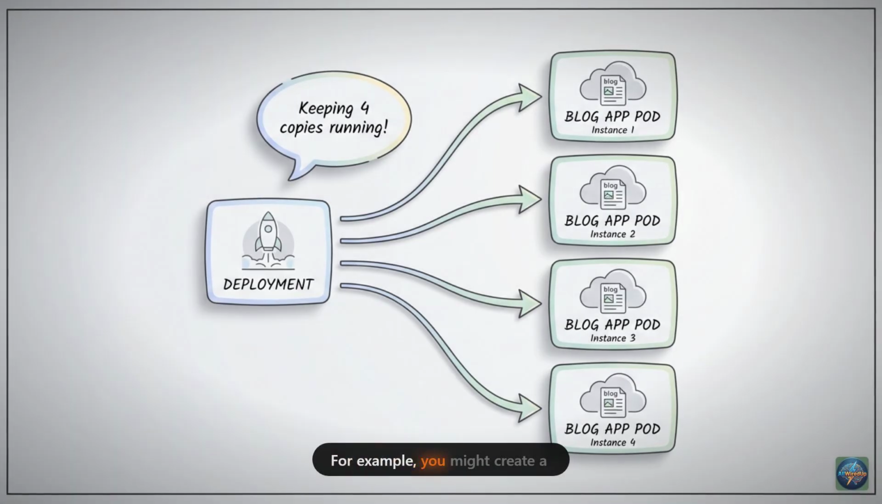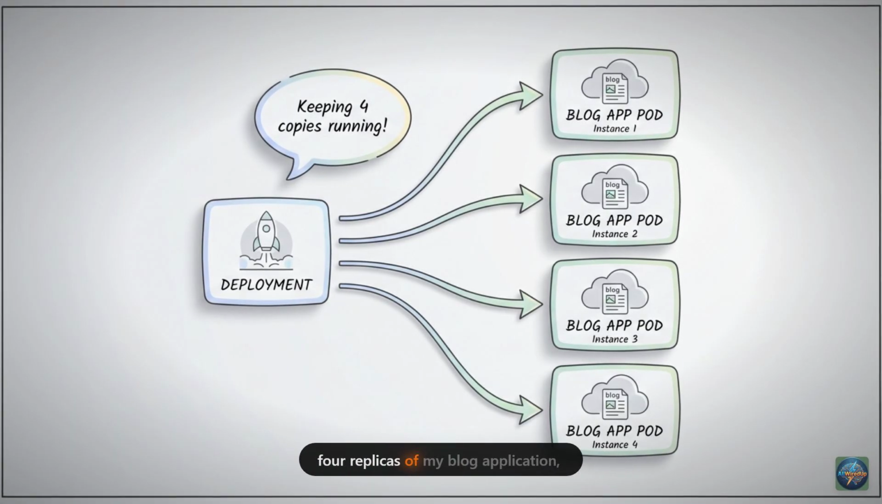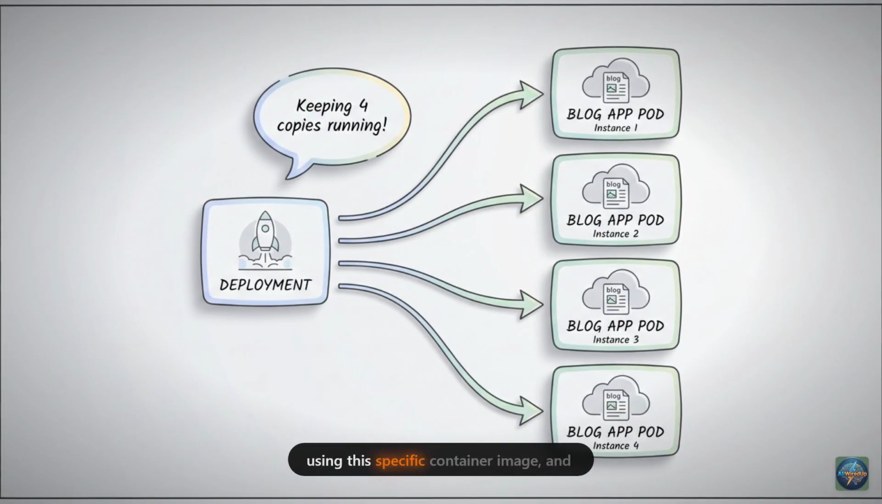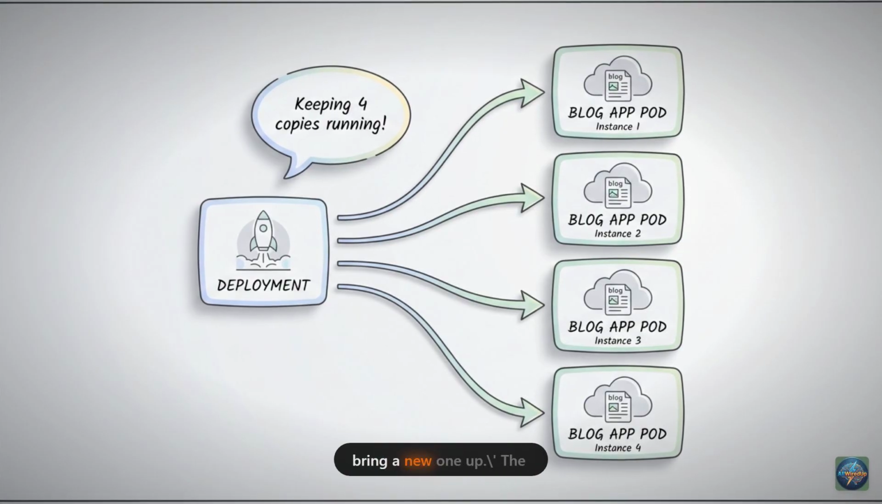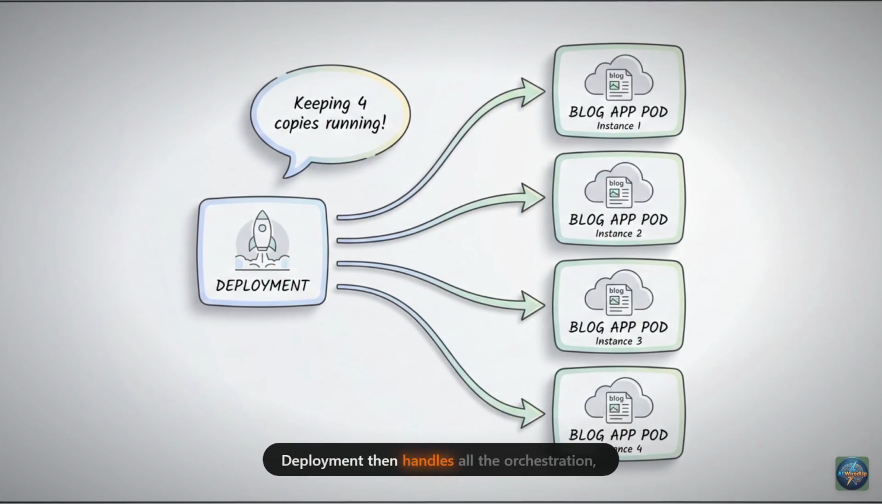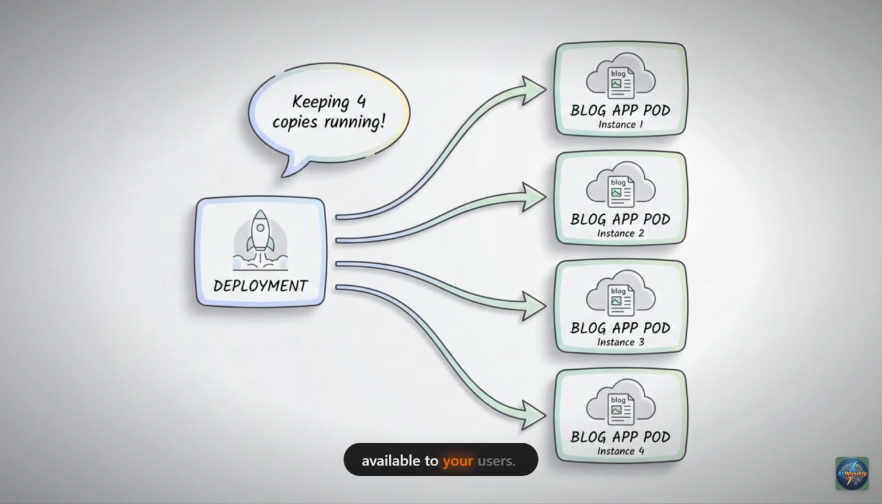For example, you might create a deployment that specifies, "I need 4 replicas of my blog application, using this specific container image, and if any of them fail, bring a new one up." The deployment then handles all the orchestration, ensuring your blog is always available to your users.